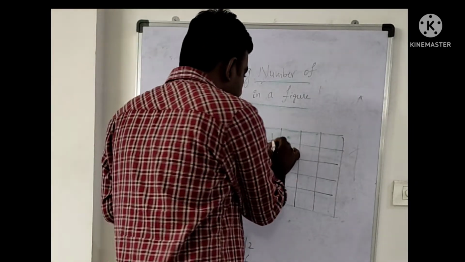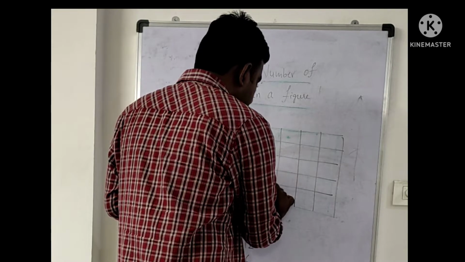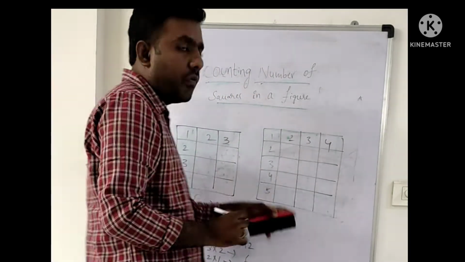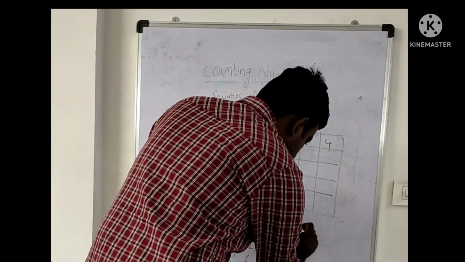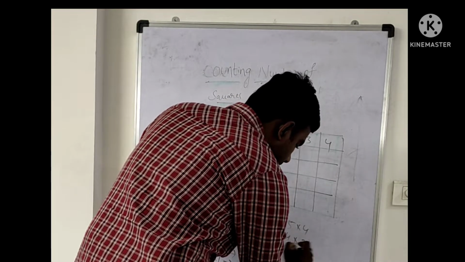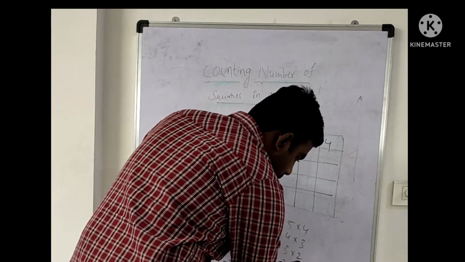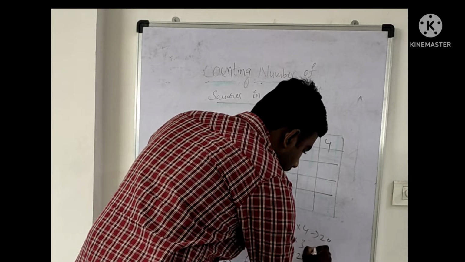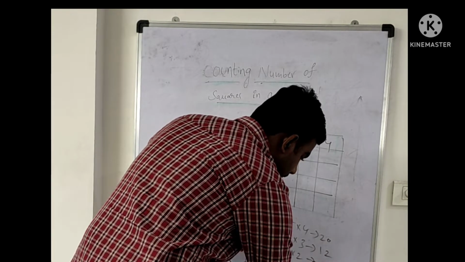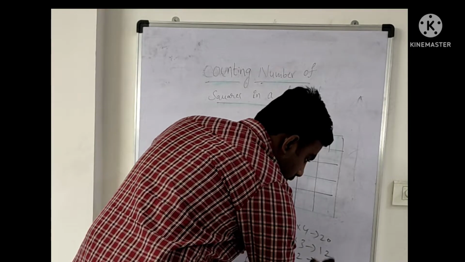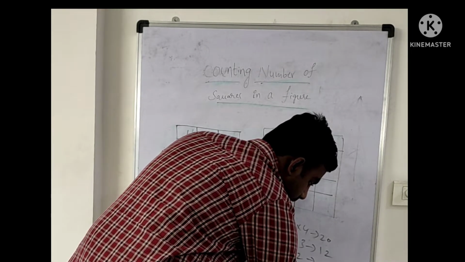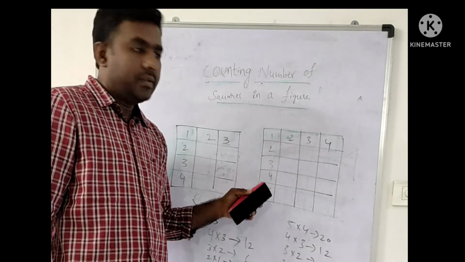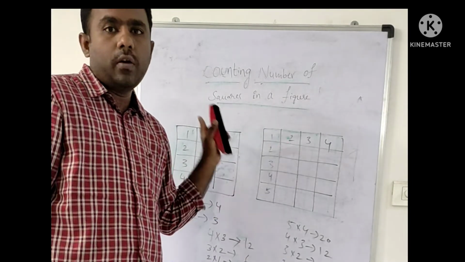Similarly, here the number of rows is 5 and the number of columns is 4. Same way, 5 into 4, 4 into 3, 3 into 2, 2 into 1, 1 into 0. 5 times 4 is 20, 4 times 3 is 12, 3 times 2 is 6, 2 times 1 is 2. Total 40. 40 squares are there in the figure. This is the technique used when rows and columns are not equal.